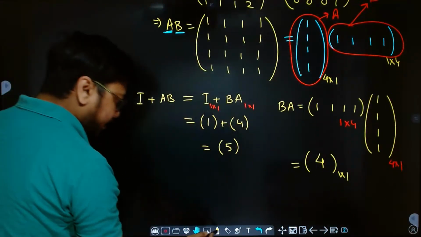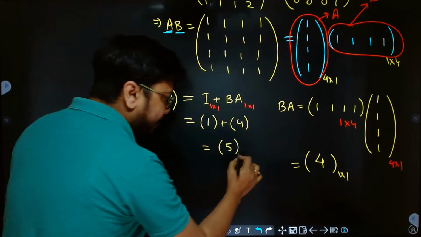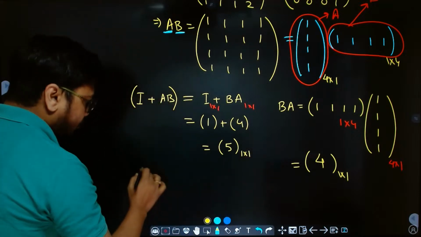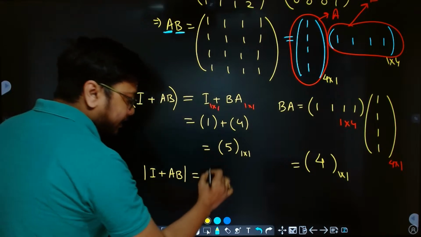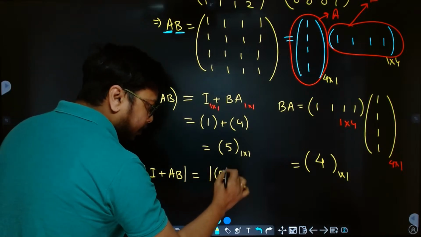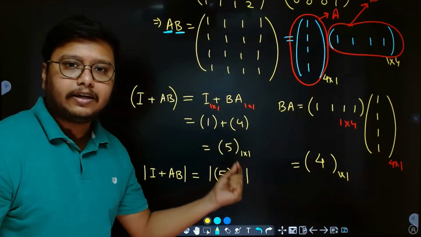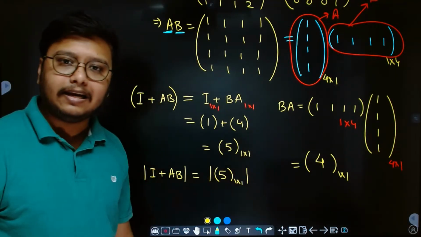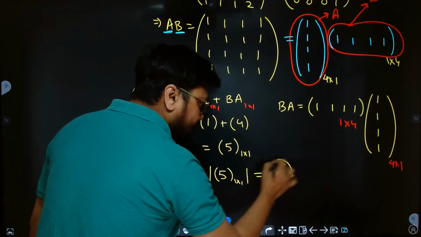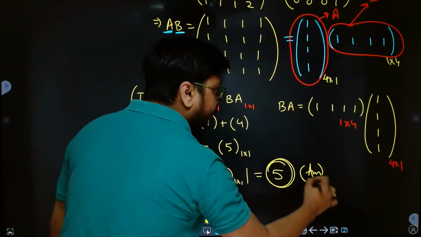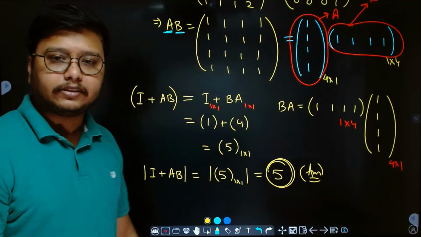So we have got that I plus AB is equal to the element 5, which is the 1 cross 1 matrix. Now the determinant of I plus AB is going to be the determinant of the matrix 5, which is 1 cross 1. The determinant of a single element is the element itself. So the value over here is going to be how much? 5. So 5 is the answer to this question. This was the logic behind this question.